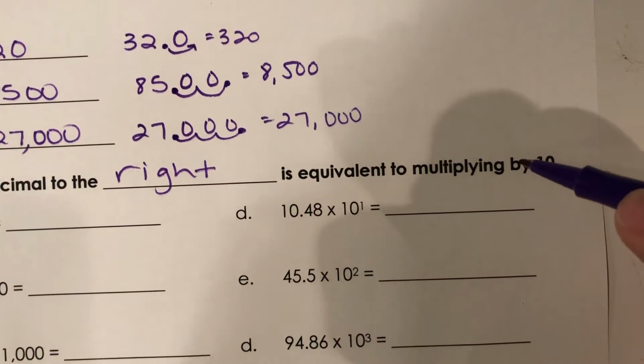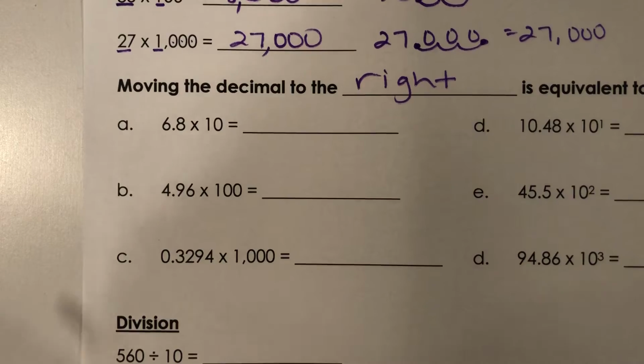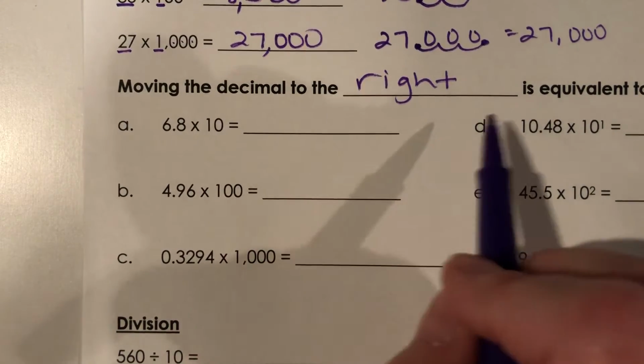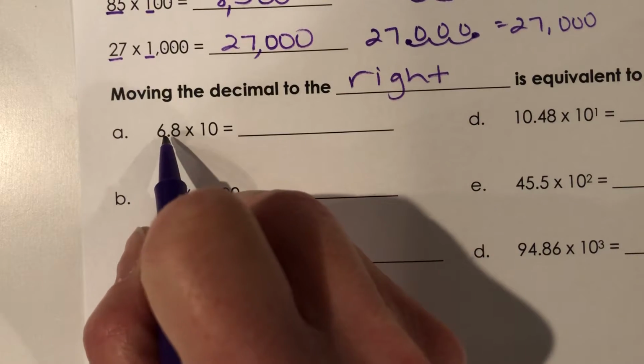Okay, so let's try this. I have 6.8 times 10, and we said that moving the decimal to the right is equivalent to multiplying by 10. So do you see how the decimal point is right here between the 6 and the 8?